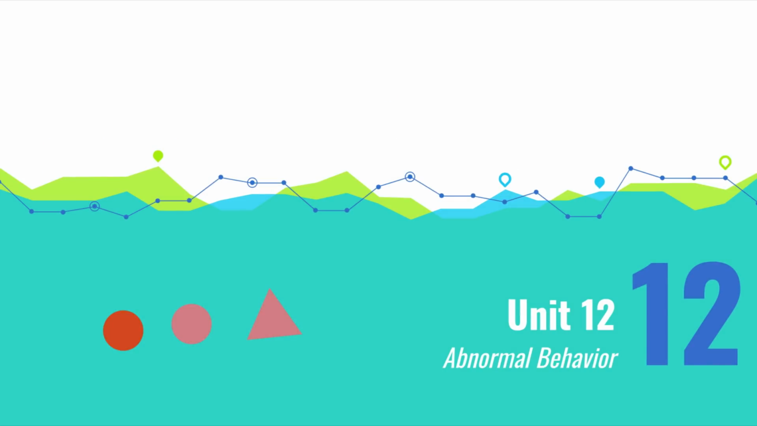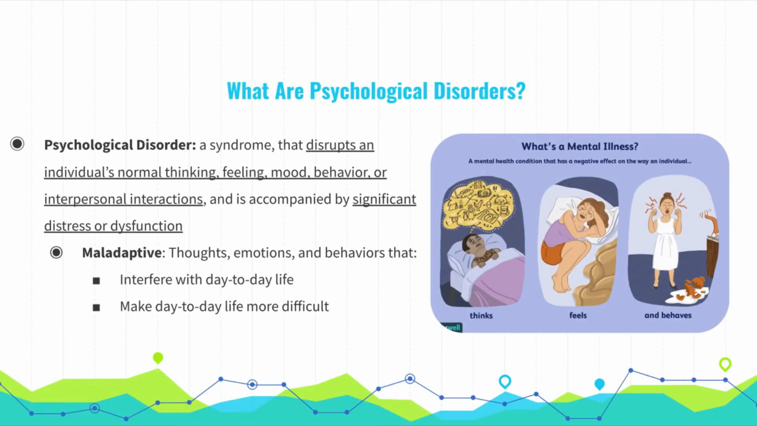Thanks, Will. Let's get right into Unit 12, which is about abnormal behavior. We're going to begin by defining what psychological disorders even are, because this unit focuses on them pretty much exclusively. They're a collection of symptoms that disrupt an individual's normal way of thinking, feeling, their mood, behavior, or the way they interact with others, and is accompanied by significant distress or dysfunction. A key term you'll have to know when describing these disorders is what's called maladaptive thoughts, emotions, and behaviors. That just means they interfere with day-to-day life and make day-to-day life much more difficult for the individual.